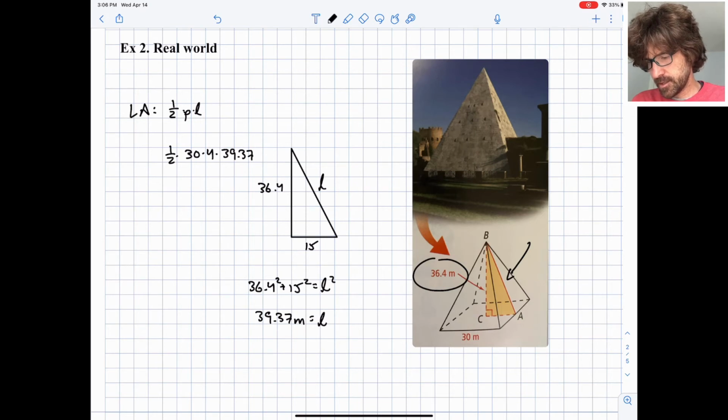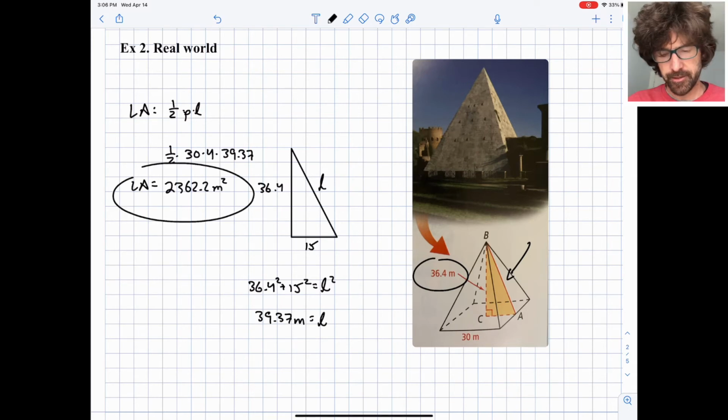And let's go ahead and get a final surface area or lateral area of that stone pyramid. So the lateral area ends up being 2,362.2 square meters. Okay, that would be the solution right there.